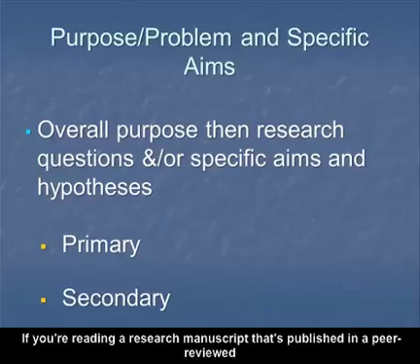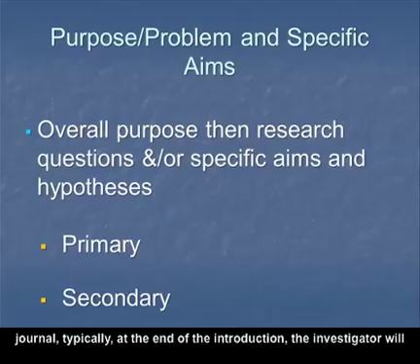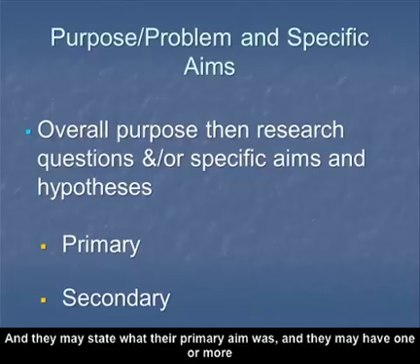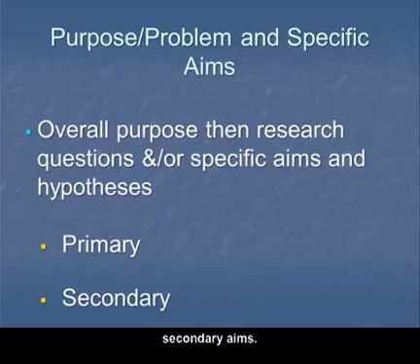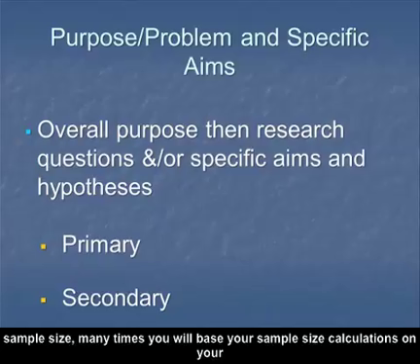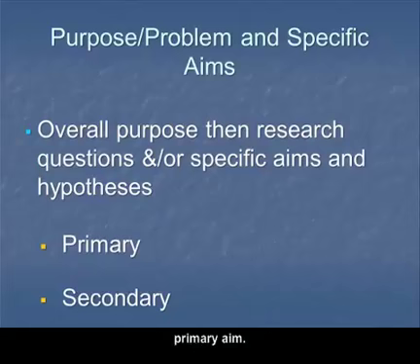If you're reading a research manuscript that's published in a peer-reviewed journal, typically at the end of the introduction, the investigator will present their purpose statement, what is the purpose of the study, and they may state what their primary aim was, and they may have one or more secondary aims. Typically, when you're designing a research study and you're thinking about sample size, many times you will base your sample size calculations on your primary aim.